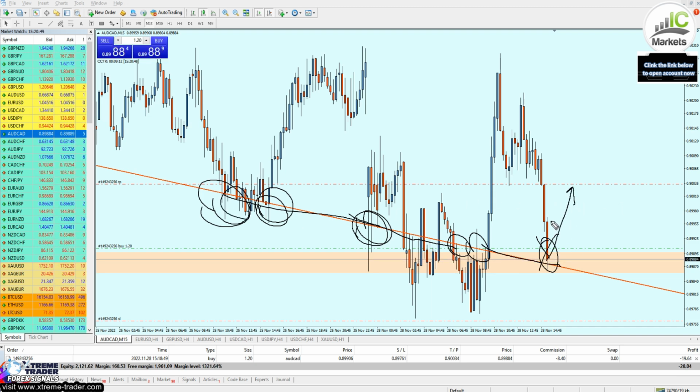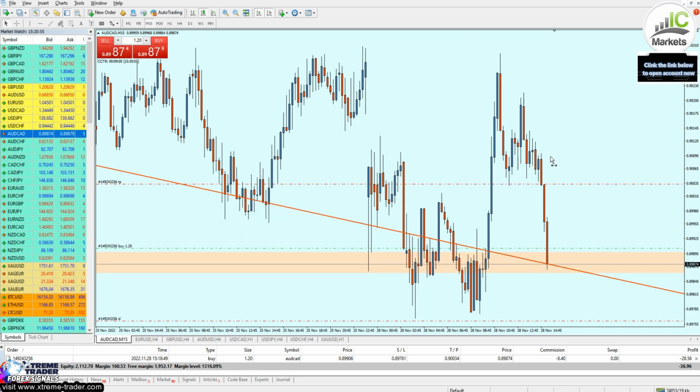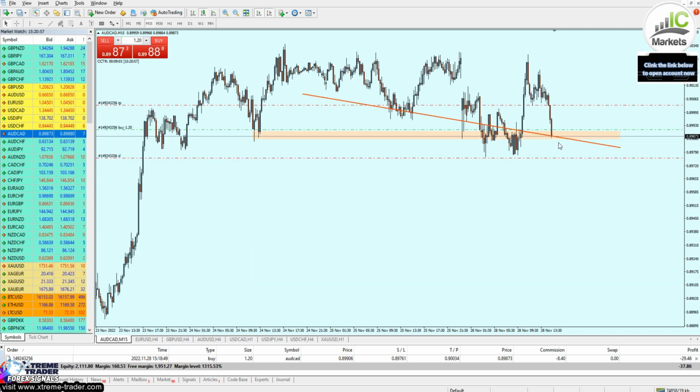The take profit level has been placed right here at the nearest support to our entry, and it was almost equivalent to the stop loss. As you can see, so far we are running about 2 or 3 pips of loss, which is really normal.